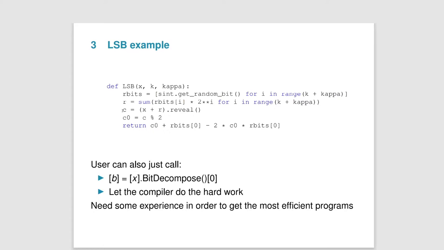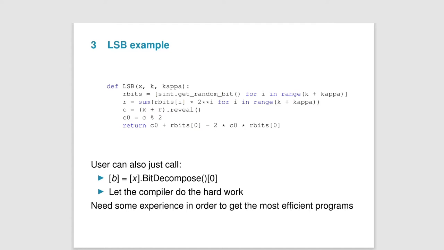So what you want to do is to retrieve the least significant bit of c by computing this in the clear. And that's doable because we've just revealed this value. And the last thing is, now that you have c0, the LSB of c, and r bit 0, the LSB of r, you want to compute the XOR of those two values to end up with the LSB of x. And so now this expression is how you compute the XOR function in the prime field. Note that as a user, you can also just call this bit_decompose function, which is implemented in the compiler, and just let the compiler do the hard work for you, because you need some experience in order to get the most efficient programs.